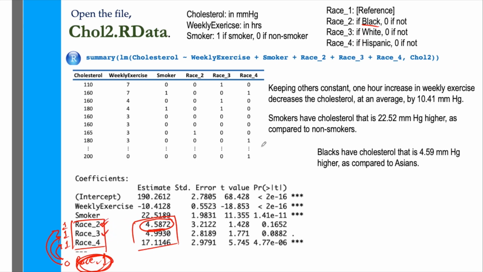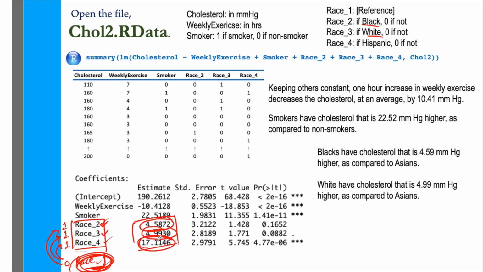Likewise, race 3 which is white. So whites have cholesterol level which are 4.99 higher as compared to, again, Asians. And race 4 which are Hispanic. So Hispanics have cholesterol which are 17.11 higher compared to Asians. So our basis will be Asian since that's the one that was removed. So that's how you deal with dummy variables.